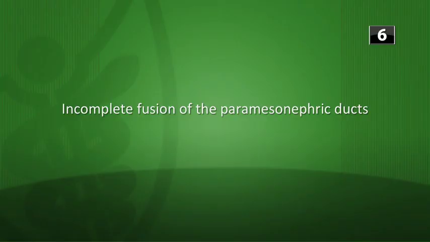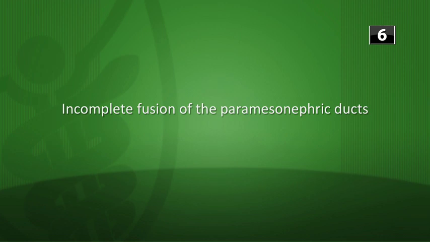What structures arise from the paramesonephric ducts? What other name is given to the paramesonephric ducts? So, first part of this, what's going to lead to these multiple miscarriages? One structural problem that can result in these miscarriages is incomplete fusion of the paramesonephric ducts. And that can cause a bicornate uterus, which can have varying degrees of severity.